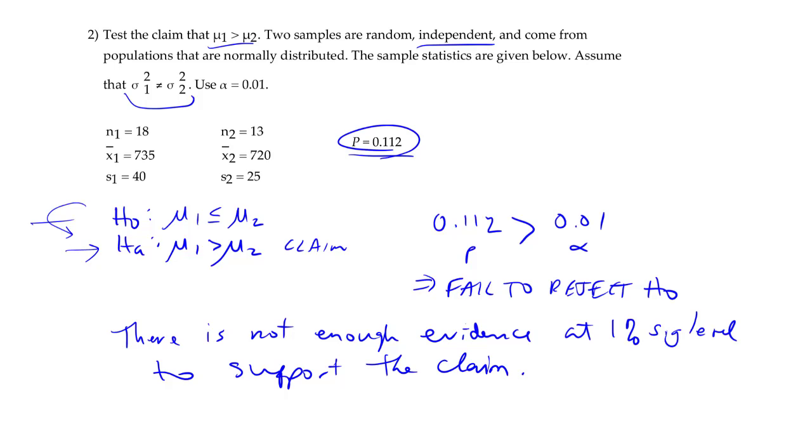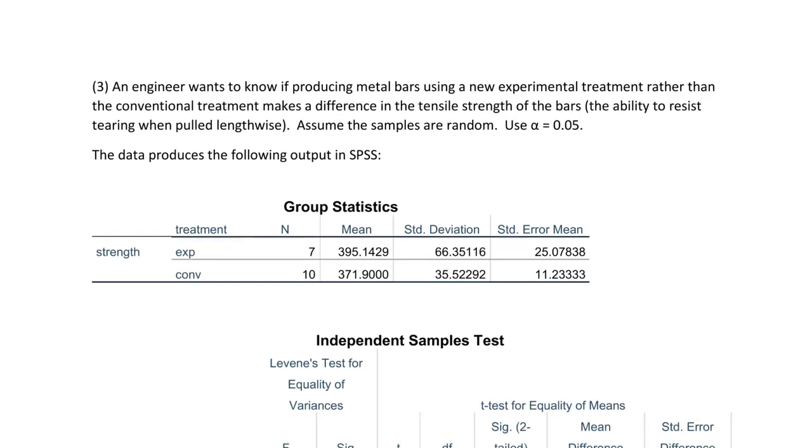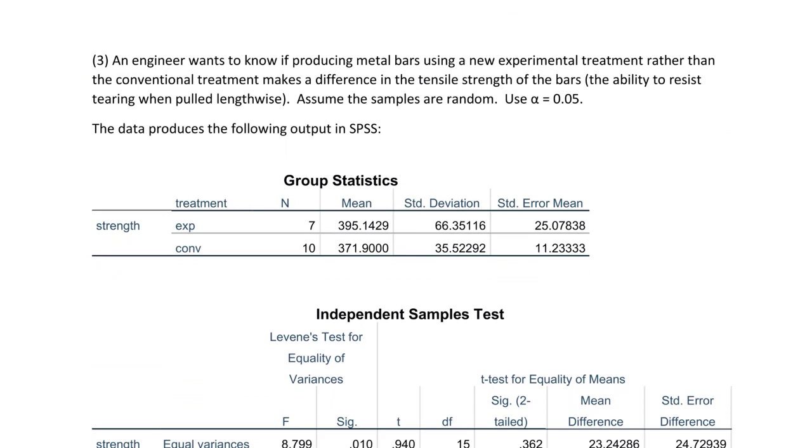So now we're going to look at having data output from SPSS and see how we can interpret it to get our p-value in order to make our decision and our interpretation. An engineer wants to know if producing metal bars using a new experimental treatment rather than the conventional treatment makes a difference in the tensile strength of the bars. There's our alpha. I'm not showing the data here, but showing the output. And we have the experimental data and the conventional data.